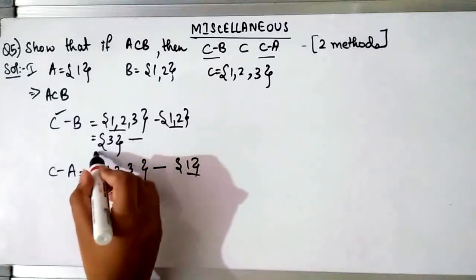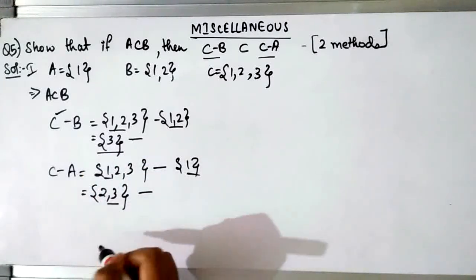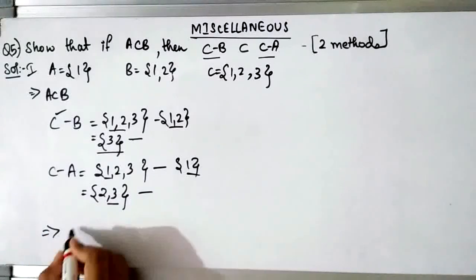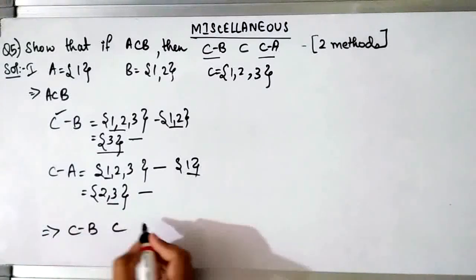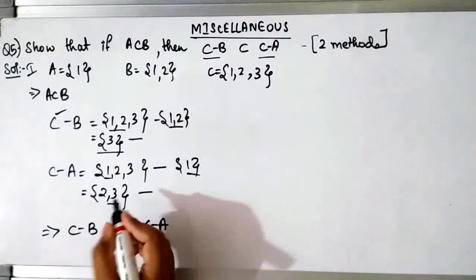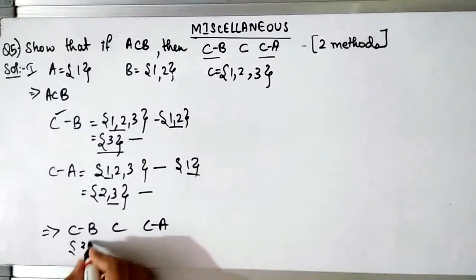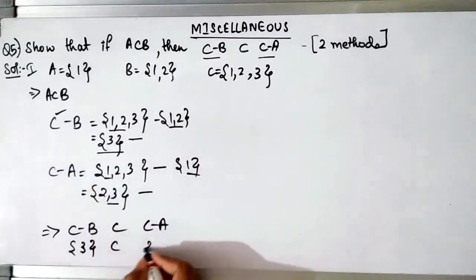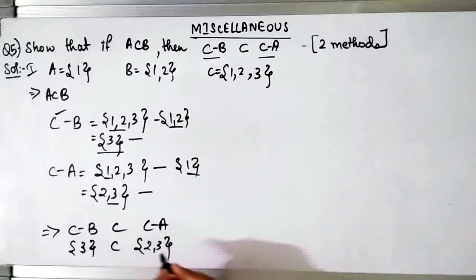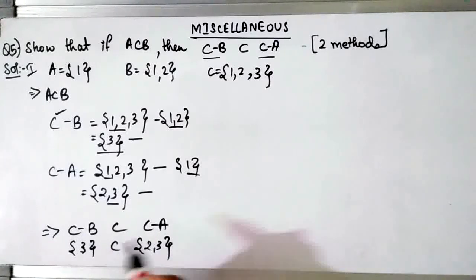Now when you check, this C minus B is a subset of C minus A, because this has one element, that is 3, and 3 is present in C minus A. So with this we can say that C minus B is a subset of C minus A, because this element 3 is a subset of this set, right? Because C minus B had one element, that is 3, and C minus A had two elements, that is 2, 3. So we can say that C minus B is a subset of C minus A. Now I'll show you the next method to solve this.